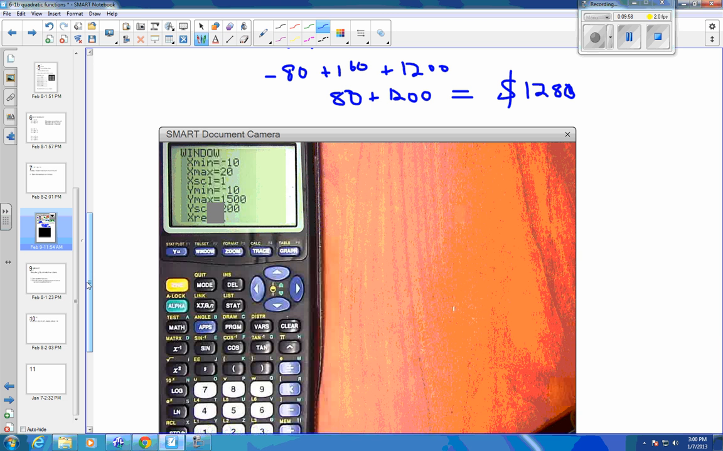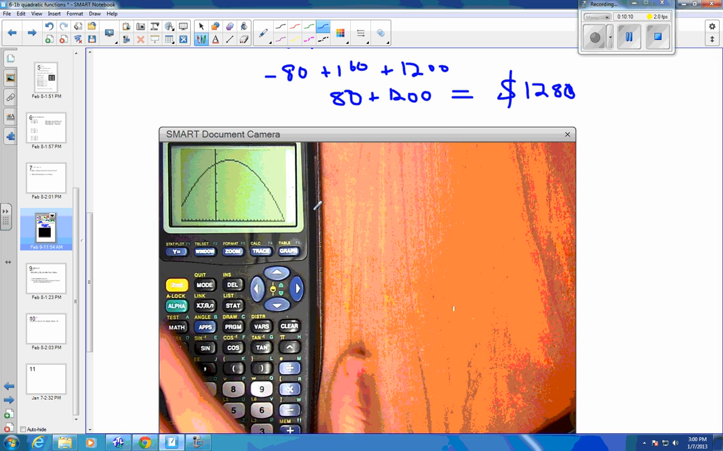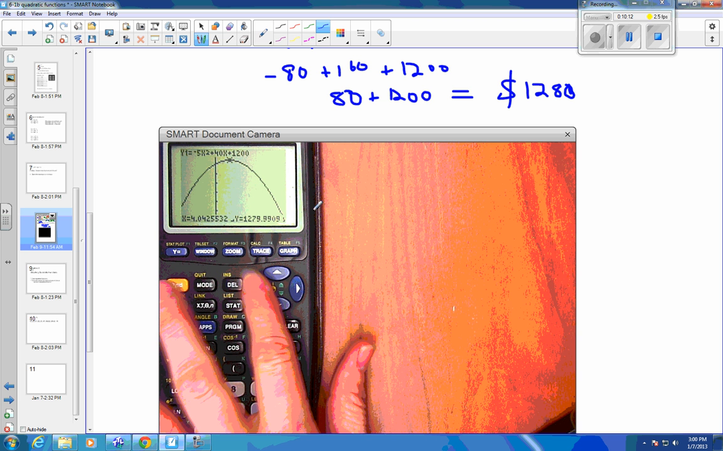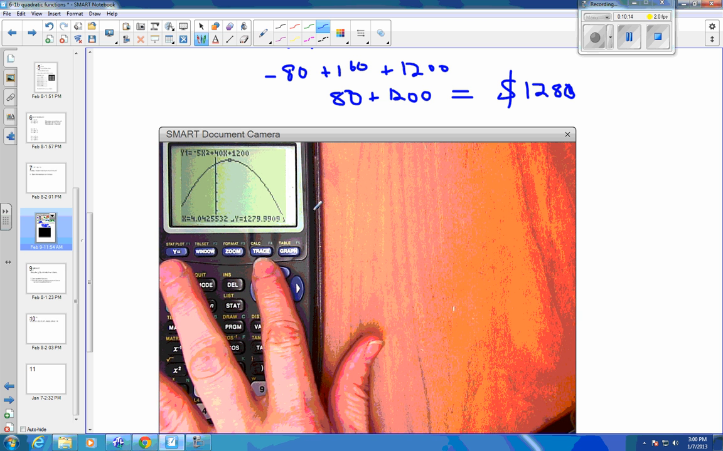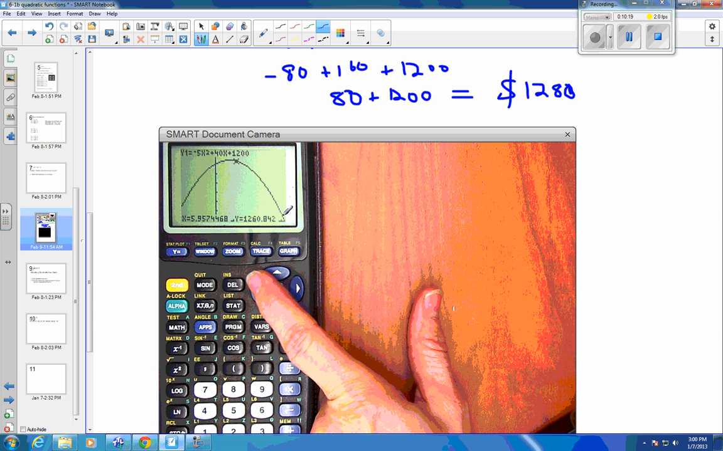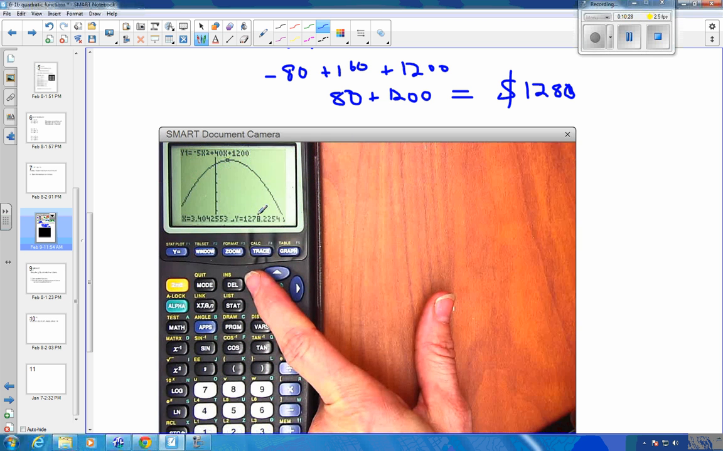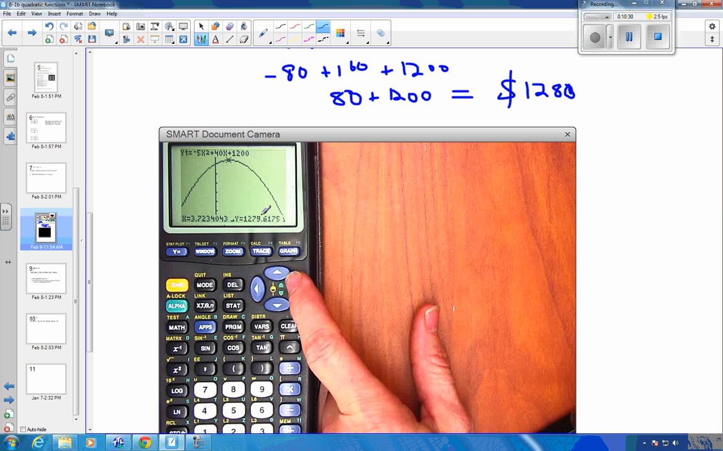I know since my y value, I was going to add 1200, my y value needed to be a lot bigger than just the normal 20. So then whenever I graph it, I get this parabola. And the neat thing about the calculator is I can trace. There's a button right here called trace. And you can just kind of arrow over it, and you'll see, looking at my y value, notice that this is supposed to be on 4. Right, so whenever I get really close to 4, this is getting really close to the 1280 we got.